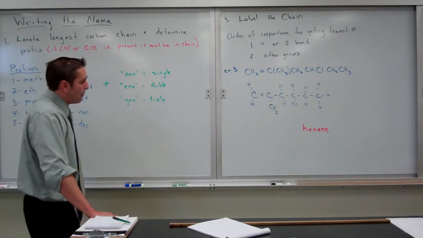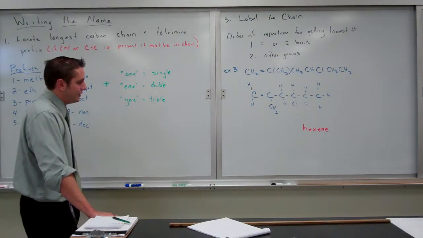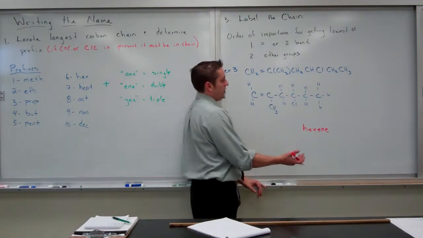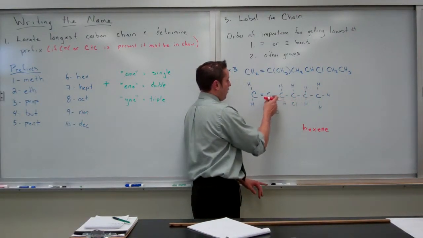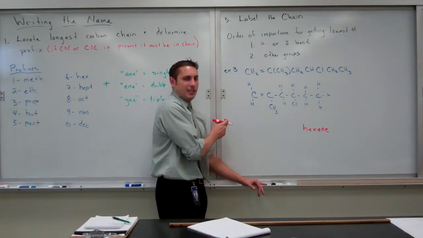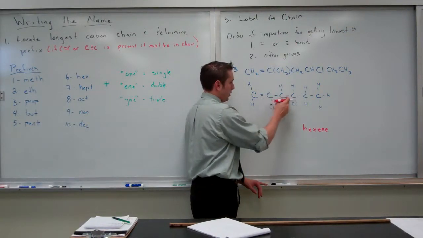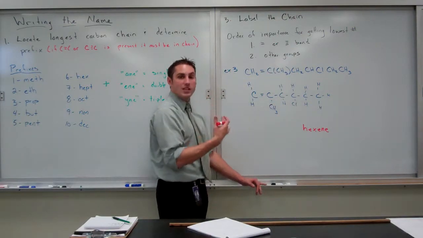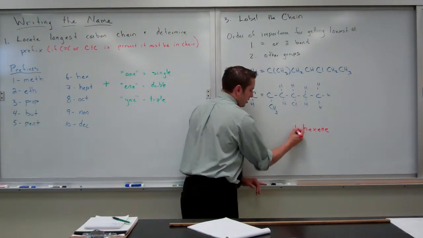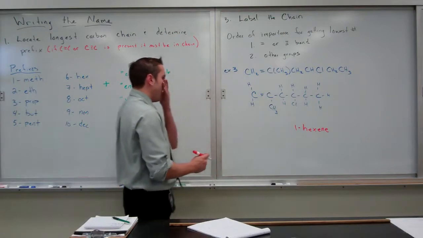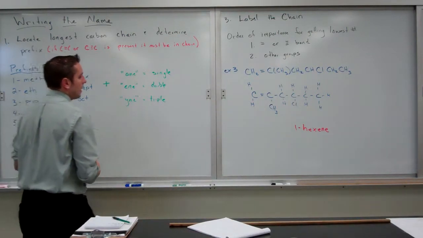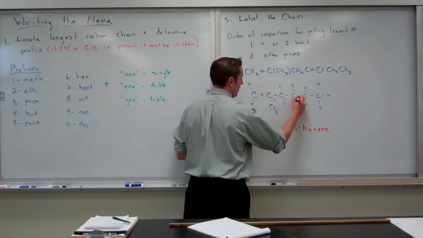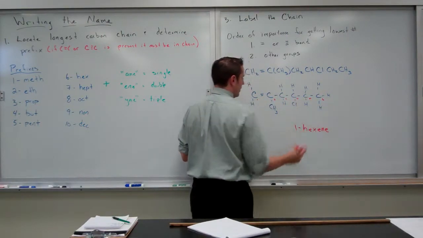You're going to want to label where that double bond is. So it could either be 1, 2, 3, 4, 5, 6, or it could be 1, 2, 3, 4, 5, 6. It could be 1-hexene. We always give the double bond the lowest number. So we're going to say 1-hexene. And that does our numbering for us. So 1 there, 2, 3, 4, 5, 6.